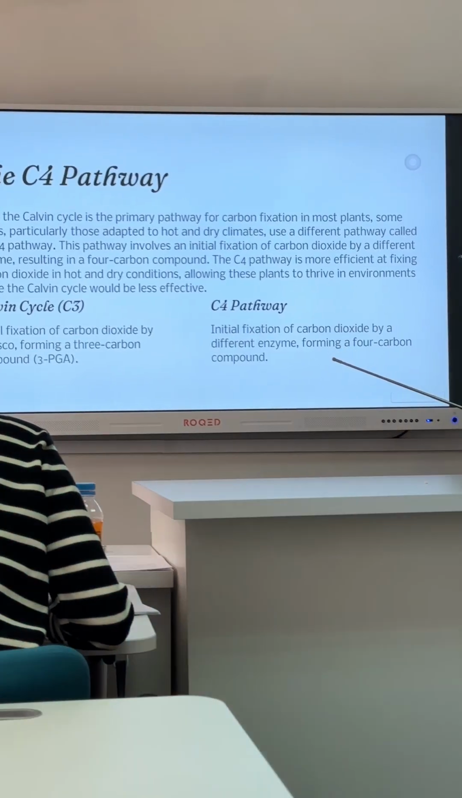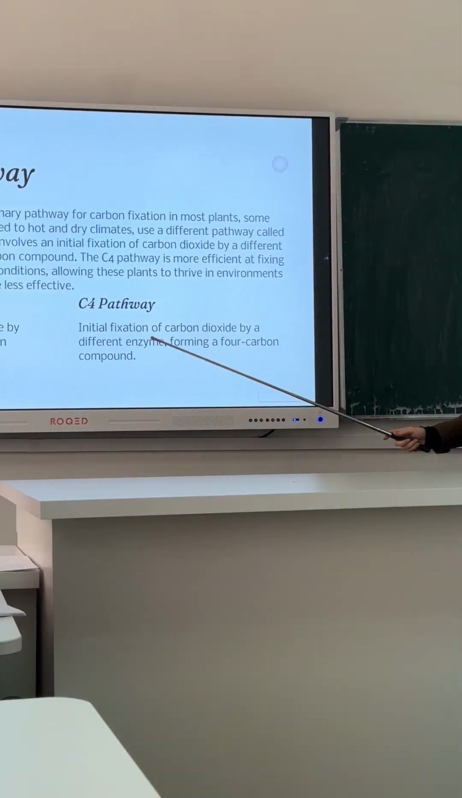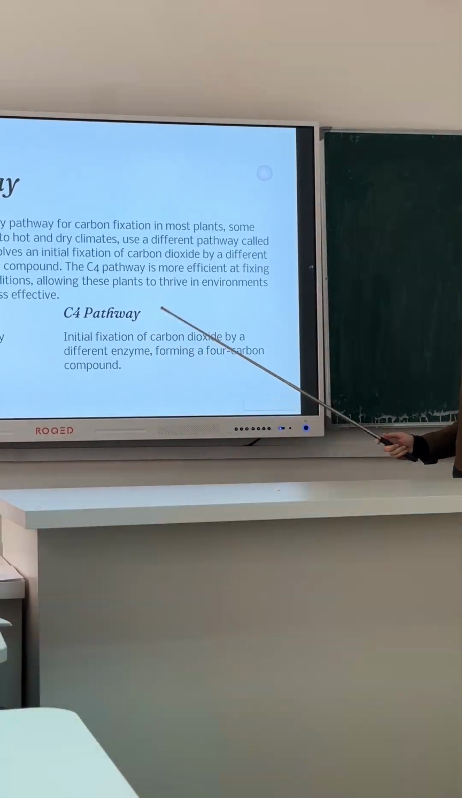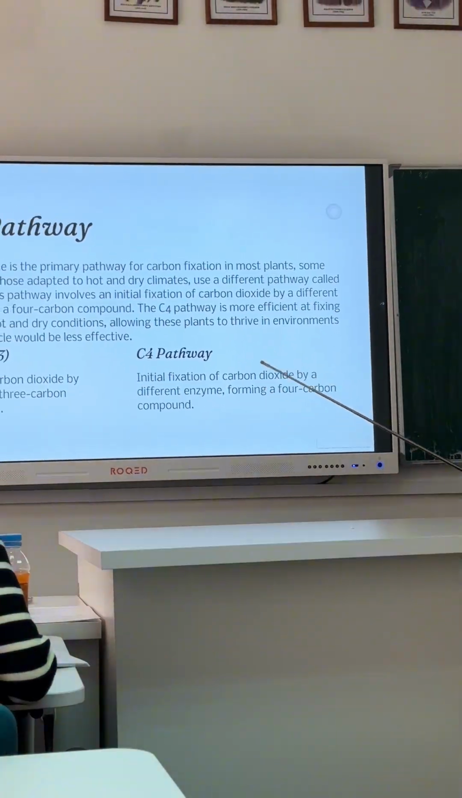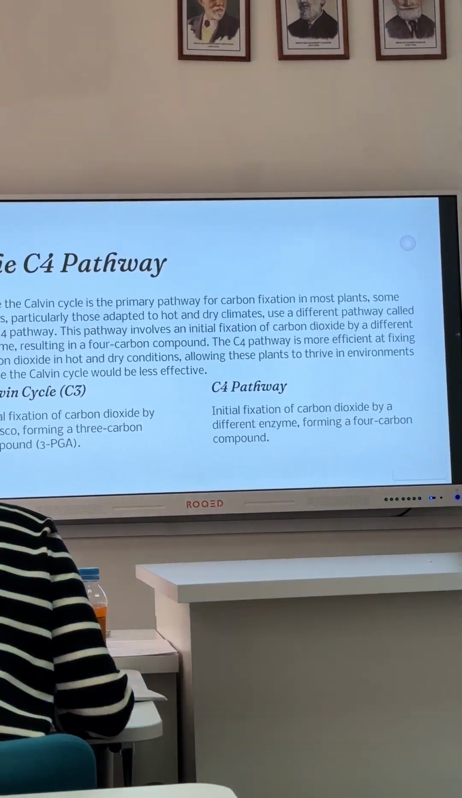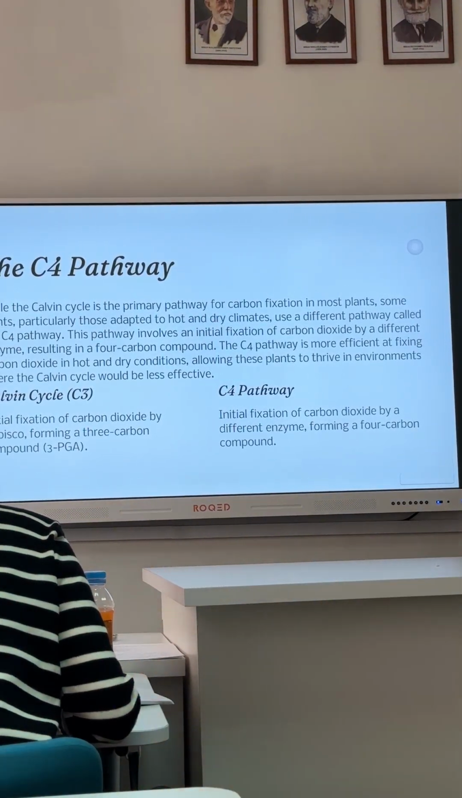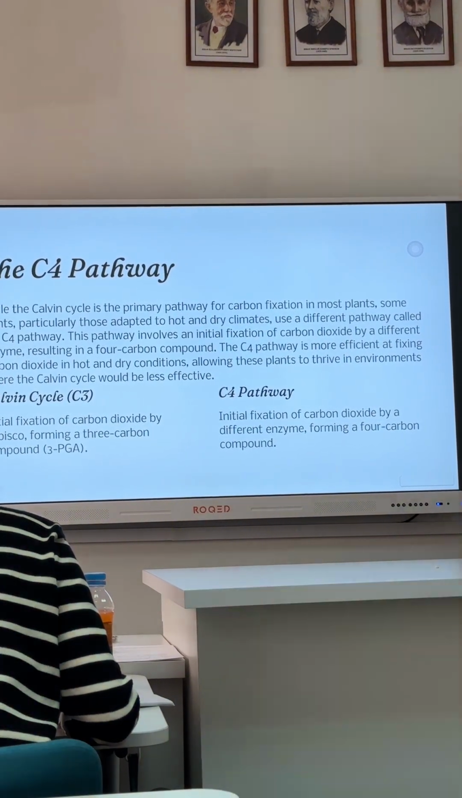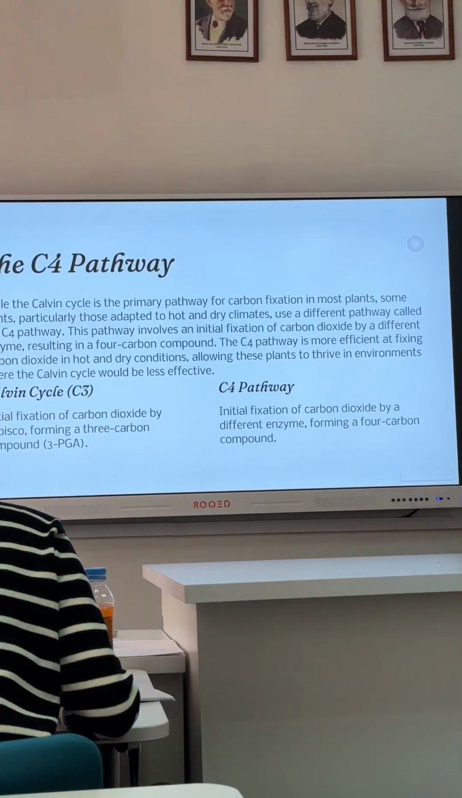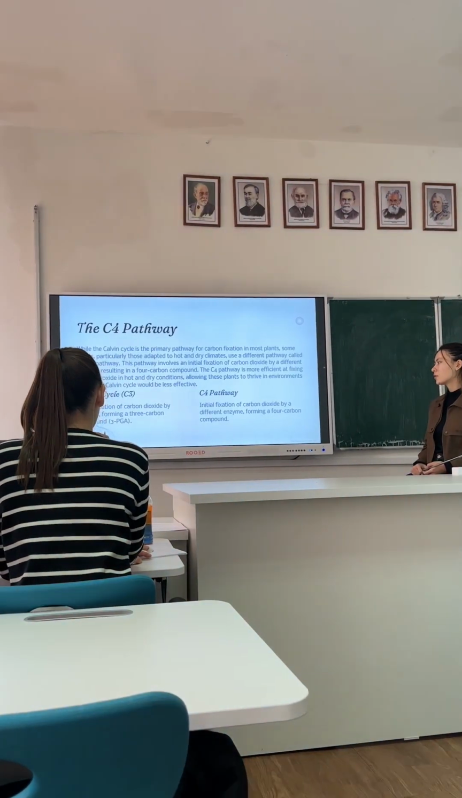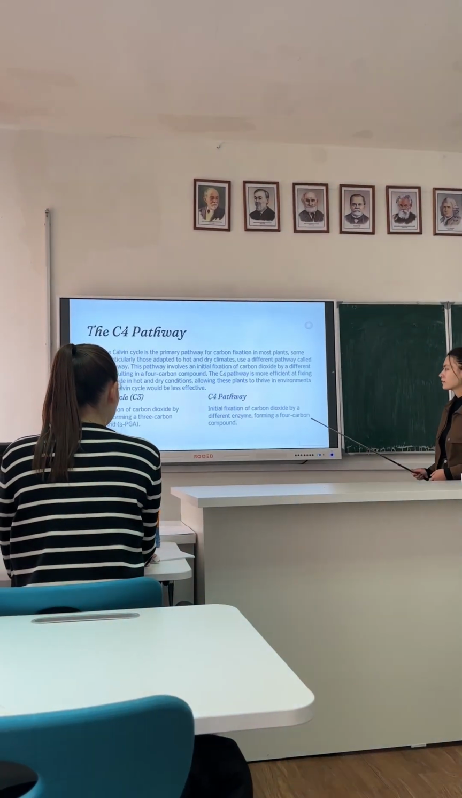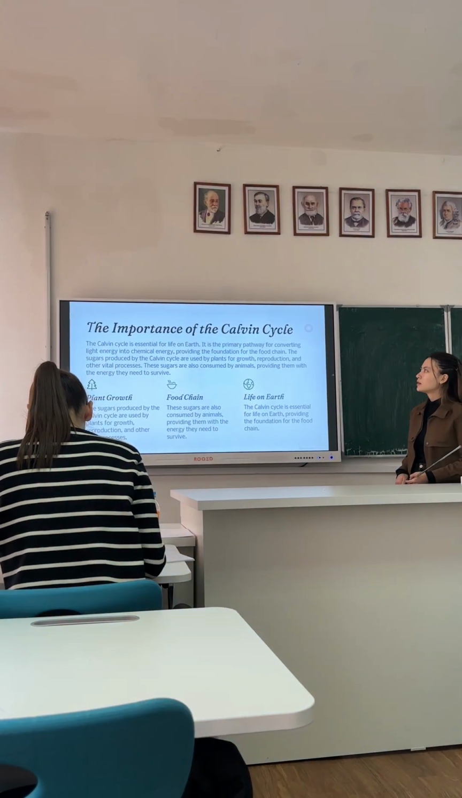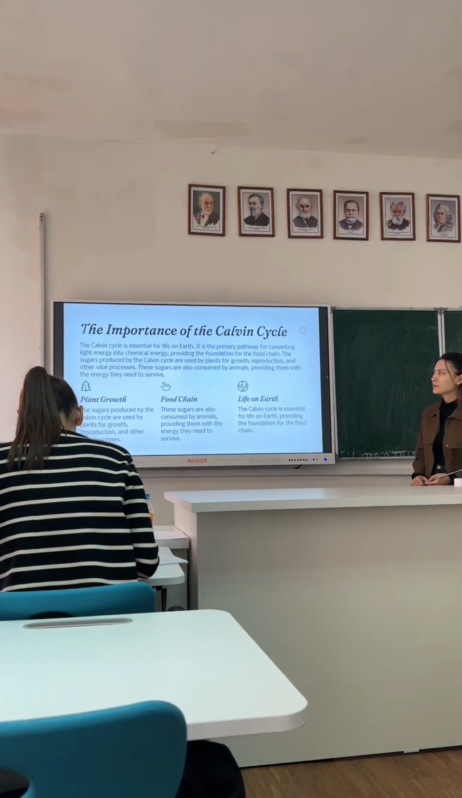We face the difference between the Calvin cycle or C3 pathway and the C4 pathway. C3 or Calvin cycle is the initial fixation of carbon dioxide by Rubisco, forming a 3-carbon compound or 3-PGA, whereas in the C4 pathway a different enzyme forms a 4-carbon compound. The importance of the Calvin cycle.